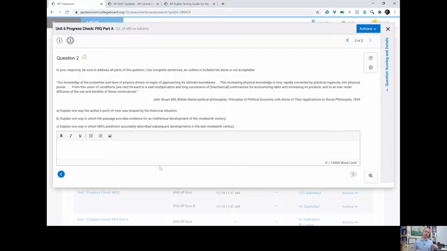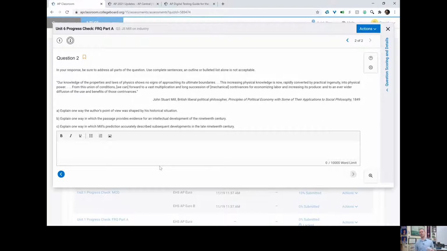Remember, you're explaining in this case. It's not just identifying, you're explaining. So your first step is to identify what the author's point of view was and the historical situation, because those are kind of married in this case. So that's going to come from your understanding of the stimulus, which we didn't read. Okay. But once you do that, you've got to give me something from outside the stimulus to get that point.